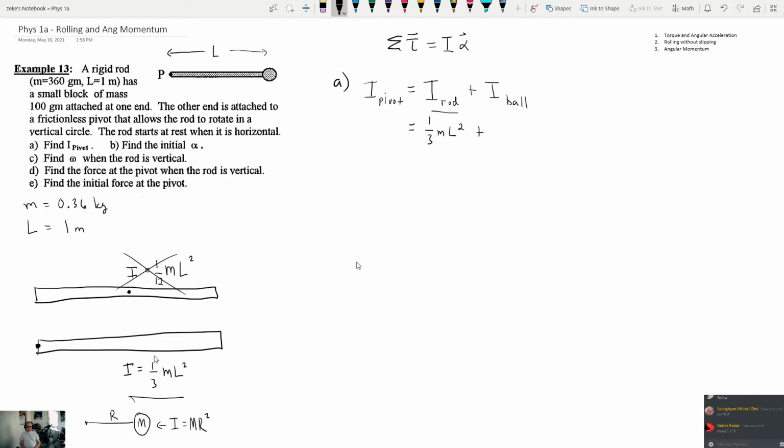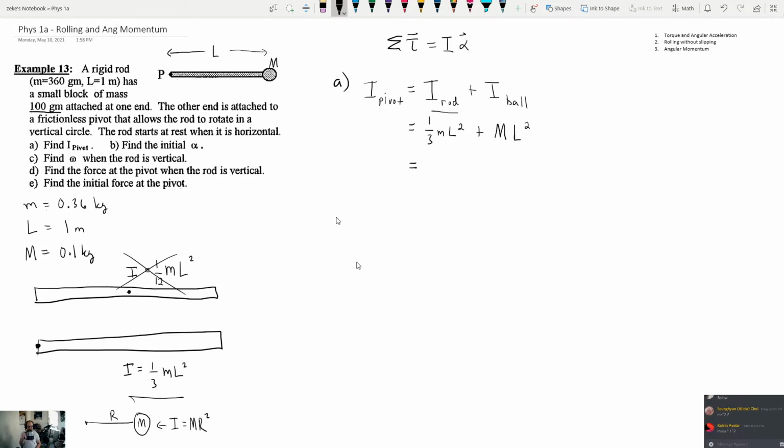So let's use, 100 grams is the mass of the ball. Let's call that capital M, I guess. So we'll say capital M is going to be equal to 100 grams, which is 0.1 kilograms. And that way we can put it into this equation. So we do plus, for the ball we're going to have what I'm calling capital M multiplied by the length from the pivot to where the ball is. So that's L squared. And there we go.